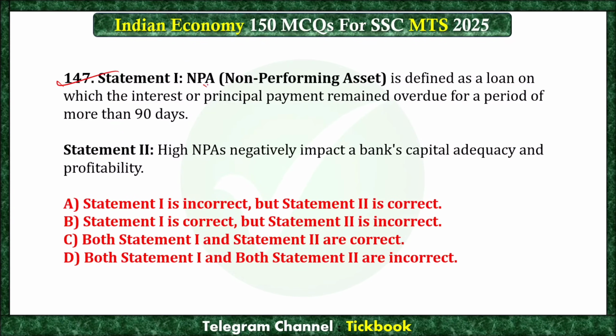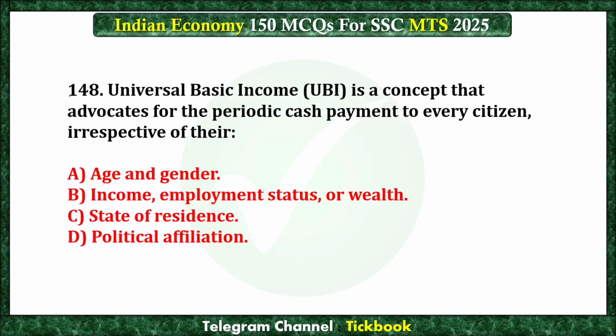And 147, statement 1, non-performing asset, NPA, is defined as a loan on which the interest or principal payment remained overdue for a period of more than 90 days. Statement 2, high NPAs negatively impact banks' capital adequacy and profitability. Number C, both statement 1 and 2 are correct. And 148, universal basic income is a concept that advocates for periodic cash payments to every citizen, irrespective of their income and employment status or wealth.